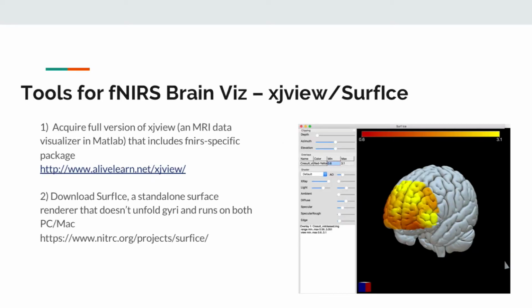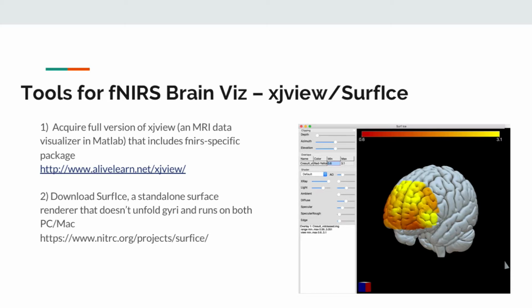The tool I'm using personally right now to communicate activation on the brain surface for my fNIRS data would be a combination of using XJView, and that's in MATLAB, and this standalone program called Surfice. So first, if you're going to use this process, you want to acquire a full version of XJView. That's an MRI data visualizer written in MATLAB, and it includes an fNIRS-specific package. So go to that link there to download XJView. And then also download Surfice, a standalone surface renderer.